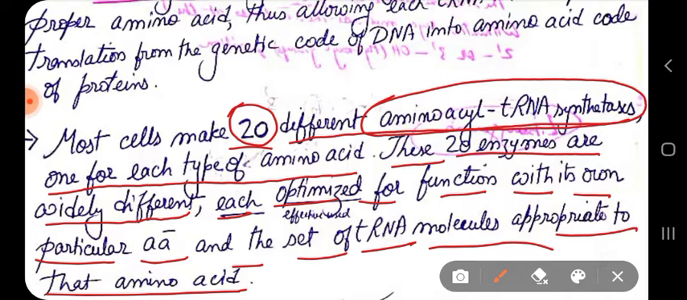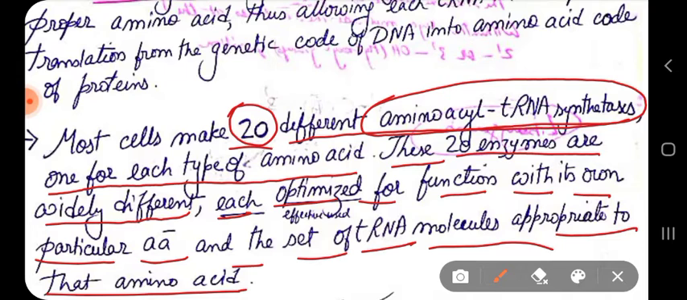That means each of these aminoacyl tRNA synthetases is dedicated to binding a particular amino acid with the respective tRNA molecules for a particular codon or codons, because there is more than one codon which can code for the same amino acid.